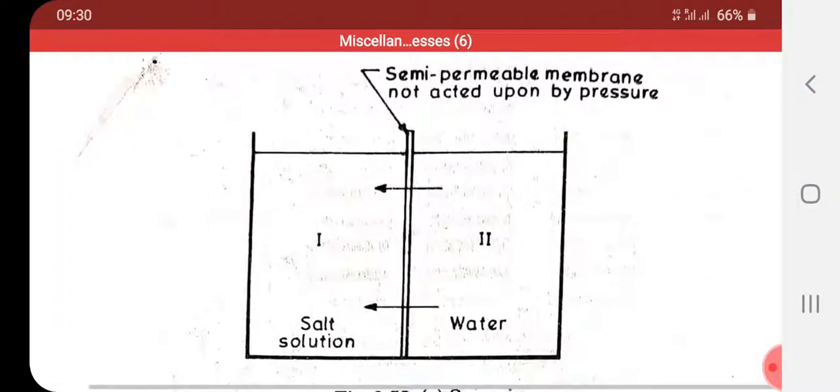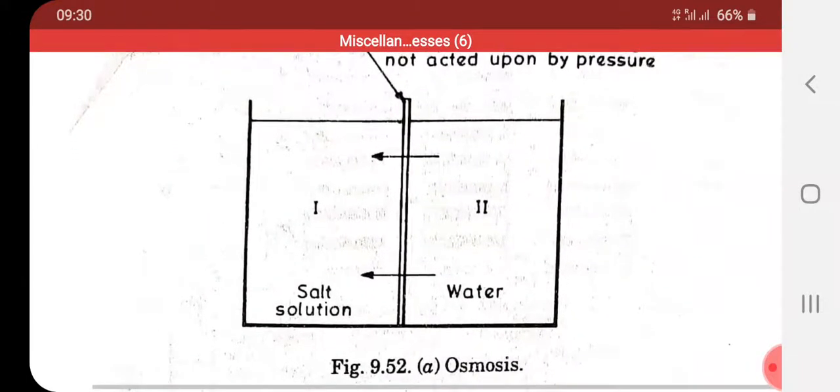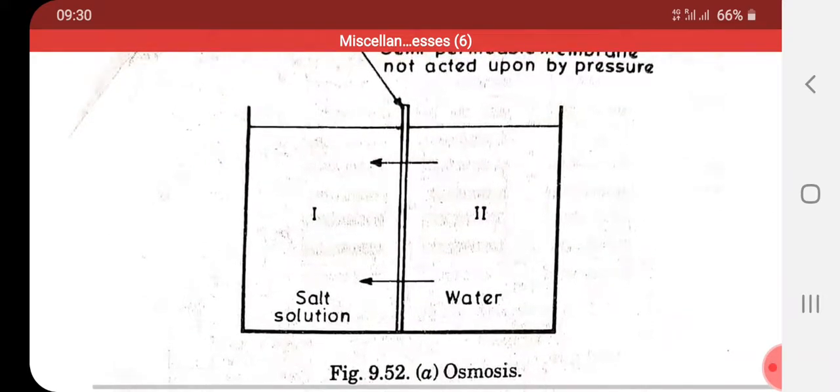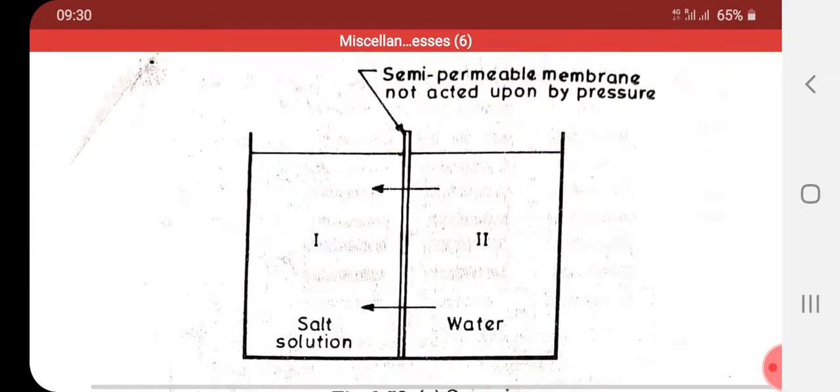First, I will explain what is osmosis. In this figure, if you notice, you will see two compartments, 1 and 2. Left side is compartment 1, right side is compartment 2. At the center, these two compartments are separated by a semi-permeable membrane. In compartment 1, you will see salt solution, and in compartment 2, clear water. So, with a semi-permeable membrane, salt solution in compartment 1 and pure water in compartment 2, the osmosis process will take place.